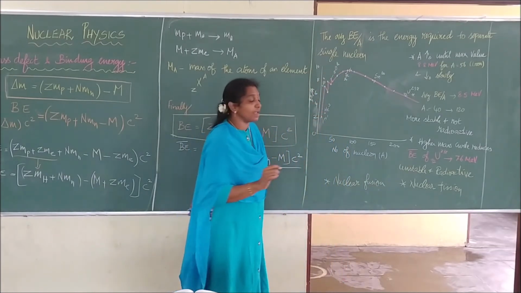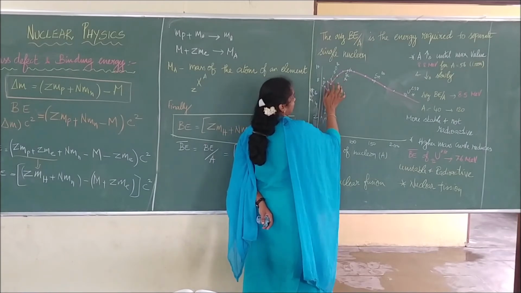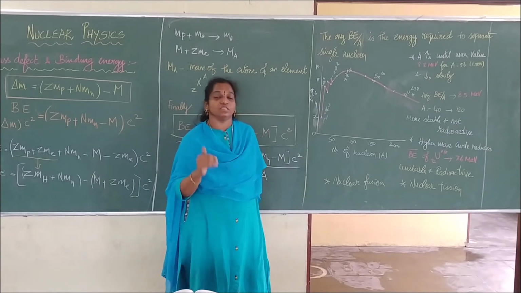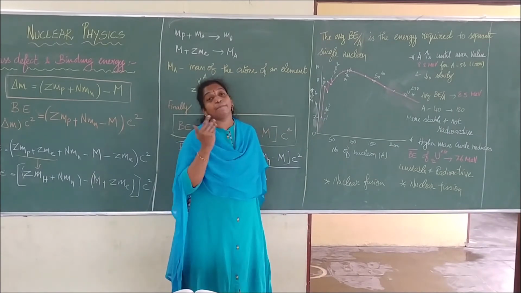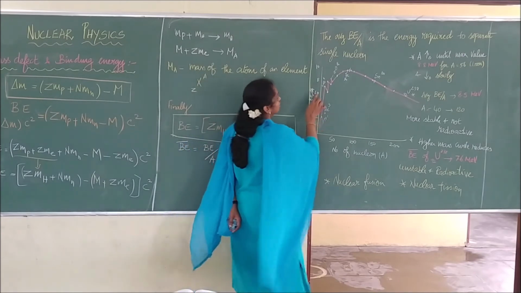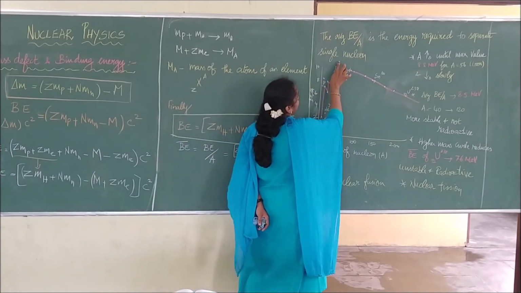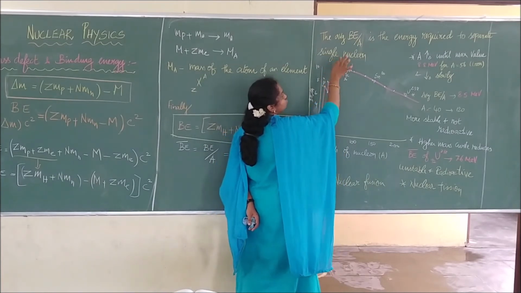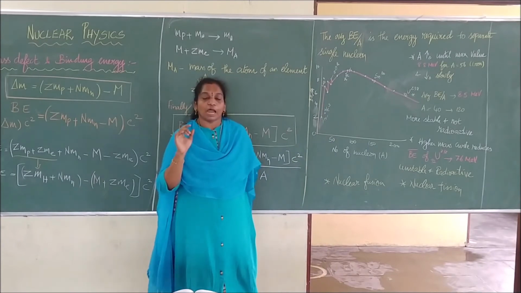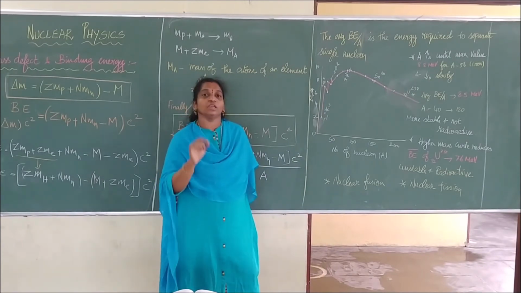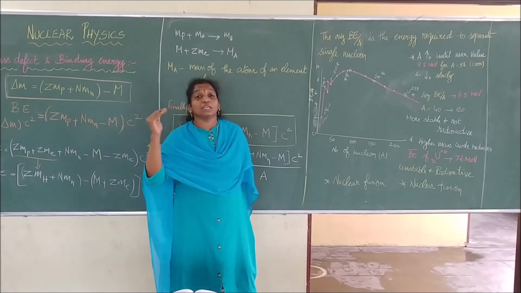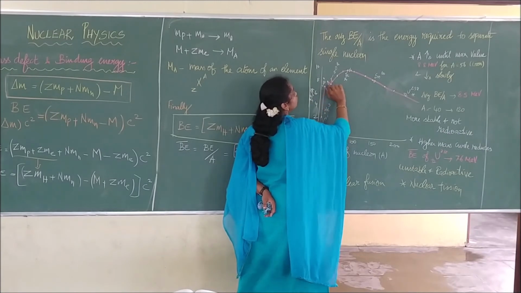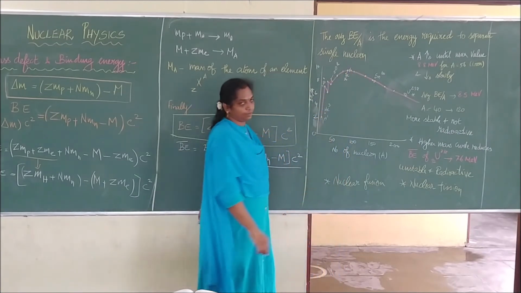When the mass number rises from 1 to 20, there are some peaks. These peaks occur for elements whose mass number is a multiple of 4. For example helium 4, then oxygen 16. So next is 4, 8, 12, 16. The elements with mass number 4 and multiples of 4 will show the peaks. Otherwise the curve will be a smooth increasing curve.